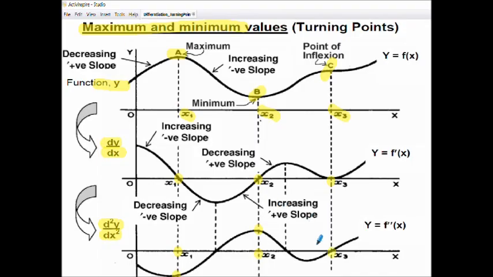So what the d2y by dx squared equation does is tell us if we've got a maximum, a minimum or a point of inflection. Essentially, if we put the value of x into it and we get a negative value, we have a maximum. If we get a positive value, we have a minimum. And if we get a 0 value, we have a point of inflection.